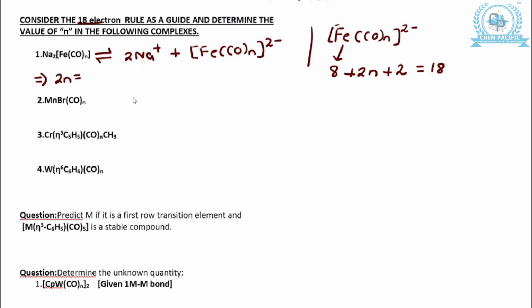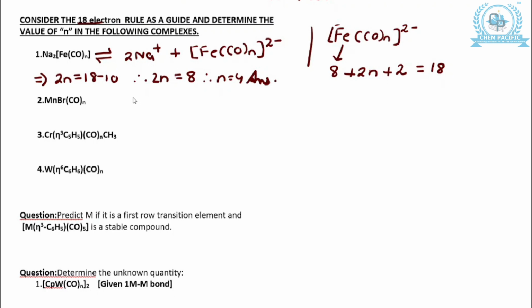Therefore, 2n is equal to 18 minus 10, and therefore 2n is equal to 8, and therefore n is equal to 4. So this is the answer.